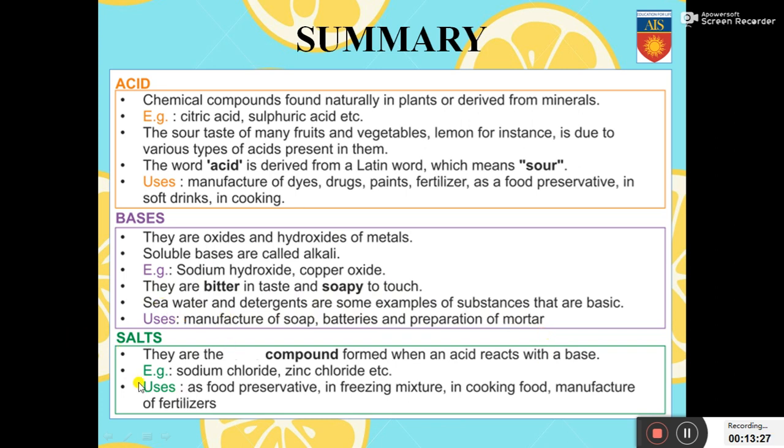Next, learn about salts. They are the compounds formed when an acid reacts with a base, neutralization reaction. Example, sodium chloride, zinc chloride, etc. What are its uses? They can be used as food preservative, in freezing mixture, in cooking food, manufacturing fertilizers, etc. So, this is a brief summary of the entire chapter. We have also learned about indicators, very important, neutralization reaction. So, keep everything in mind.